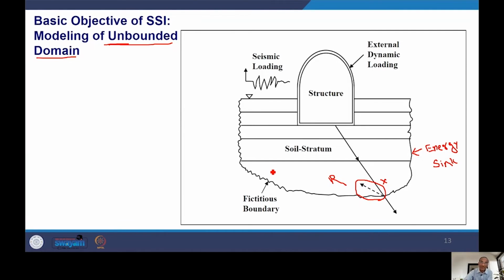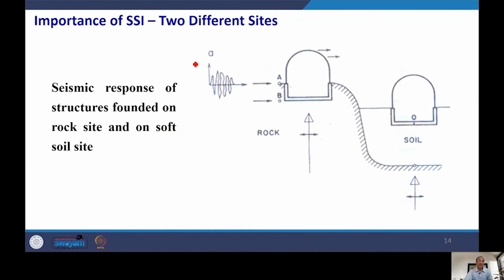If you have a rigorous boundary, which comes after so much computation, that boundary may be very sophisticated and advanced, which can be used to define this fixed boundary. But that calculation will be rigorous, and we are not going to discuss it. Rather, we will discuss some simplified way to model this boundary later. Continue with that. Now let's discuss the importance of SSI.